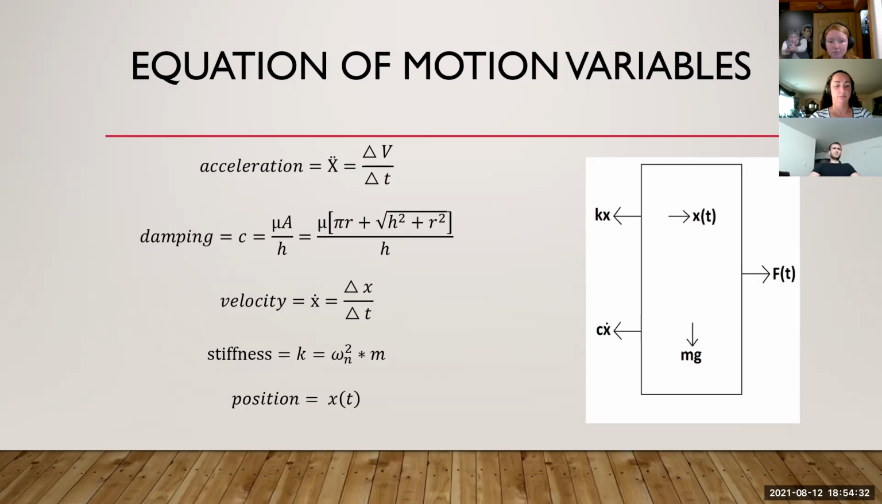Velocity was found with the change in motion of the cone over the change in time that it takes to travel that distance. Spring stiffness is found using the natural frequency squared multiplied by mass, and the displacement of the speaker cone is found at a given time.